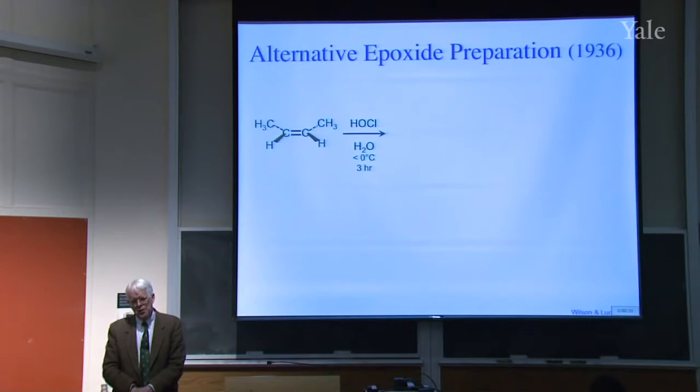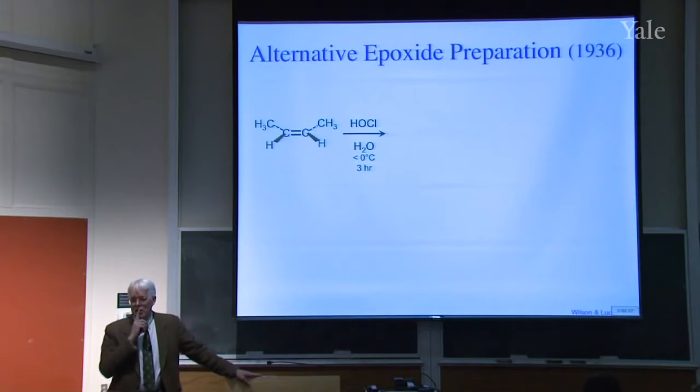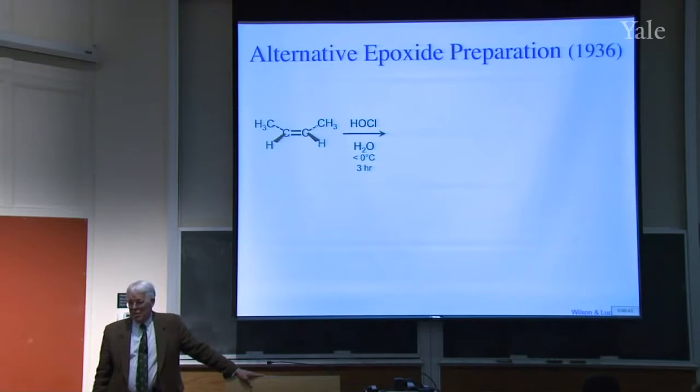Any ideas? What other reagent that we've talked about reacting does that remind you of? This is a chlorine with an electronegative bond to oxygen. What's the LUMO of that, do you think?